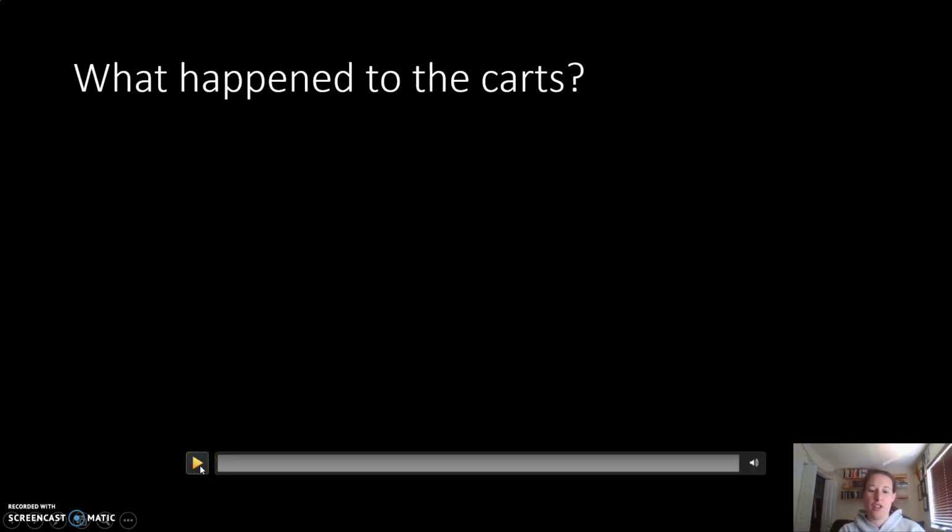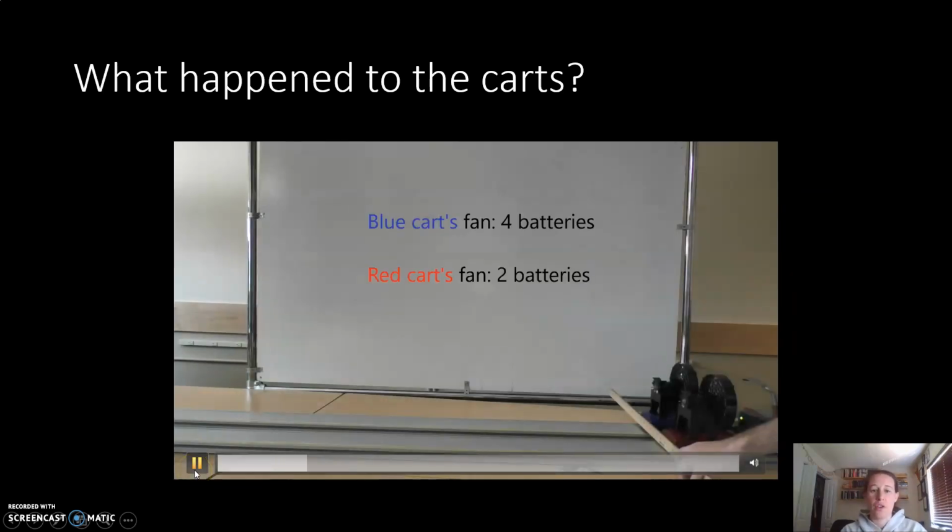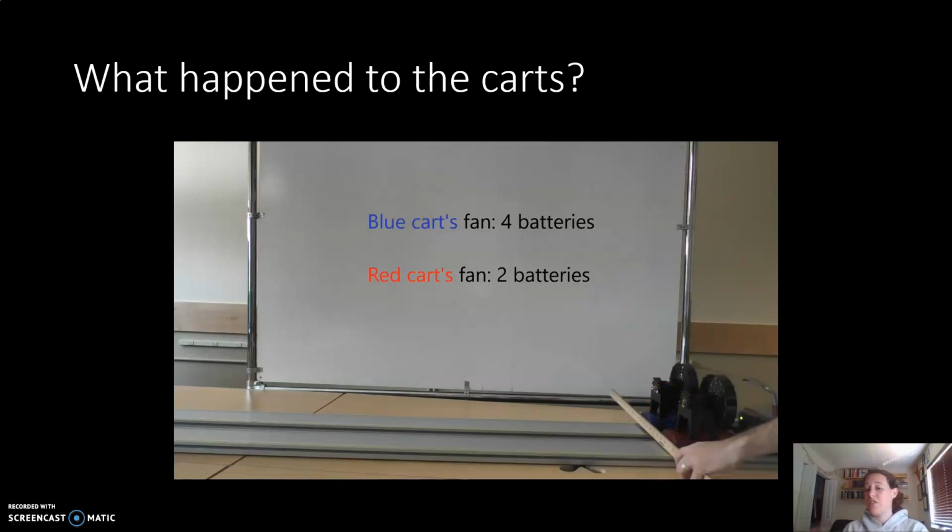So I just put in the videos that you were supposed to watch. I'm going to pause at some different points. Here we've got our two different carts, and what we've done here is we've just put some fans on top of them. So the fans are going to be what's giving me the force. This blue cart has 4 batteries in it, so it's got the power of 4 batteries. So it's got more force than this red cart with just 2 batteries in it.